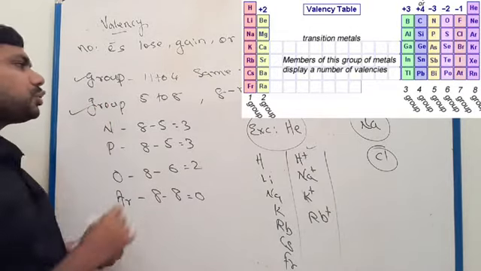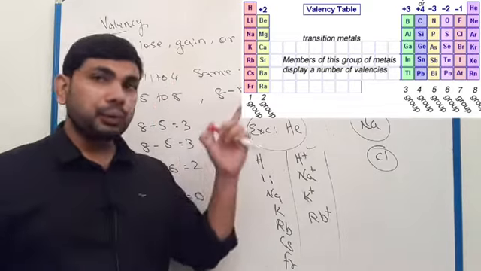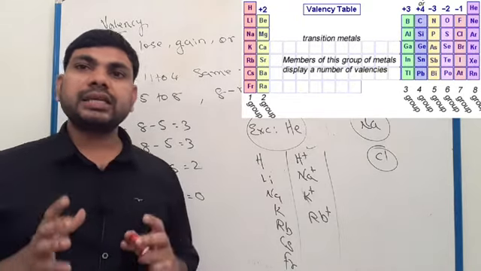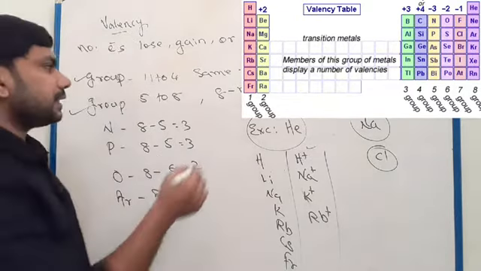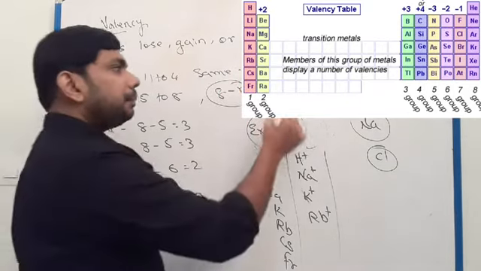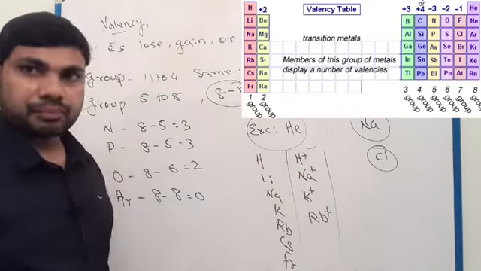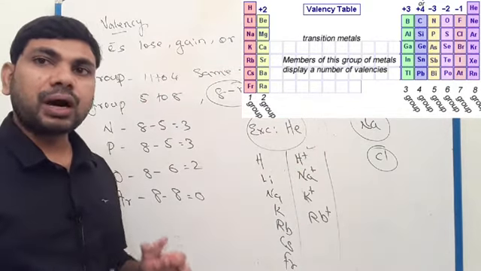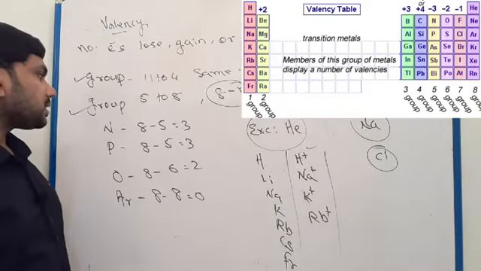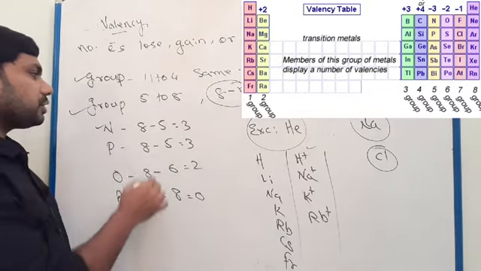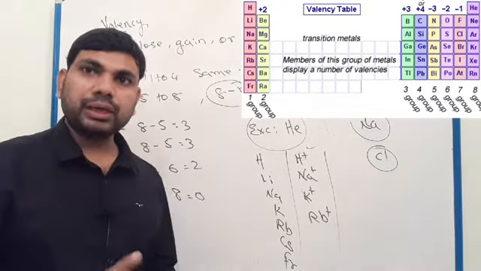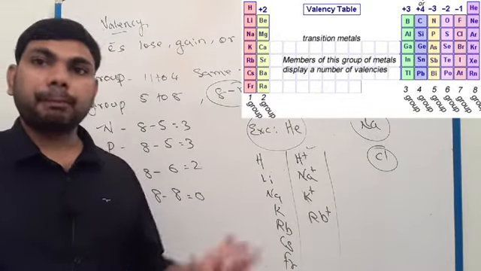What about group 5 to group 8? In the periodic table, for group 5 to group 8, you can find the valency using this equation, 8 minus n. Here n means the number of valence electrons. Valence electrons mean the number of outer shell electrons. Or you can use the group number.